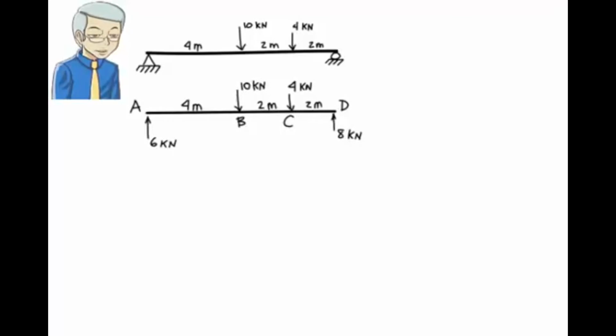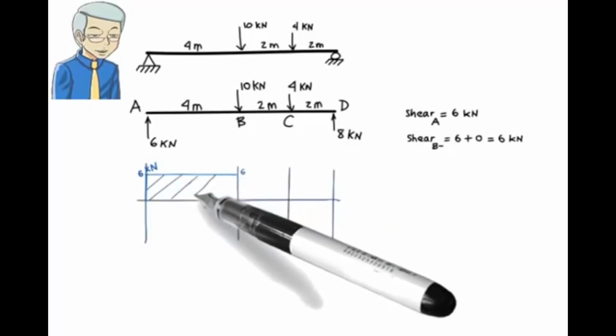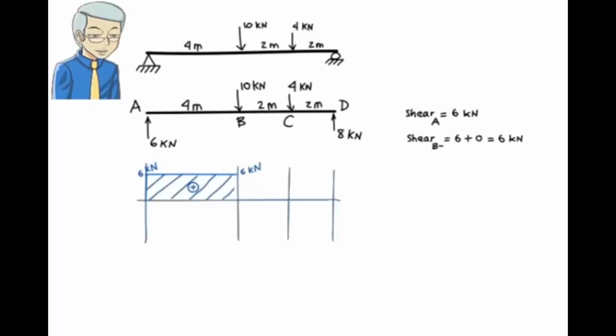For segment AB, because there is an upward reaction of 6 kilonewtons at the left end of the segment, shear at that point is positive 6. The area under the load diagram in this segment is 0. There is no distributed load applied to the segment. Therefore shear at the right end of the segment is 6 plus 0, or 6. That is, shear at the right end equals shear at the left end plus the area under the load diagram within the segment. Therefore shear in the segment remains constant with a magnitude of 6 kilonewtons.